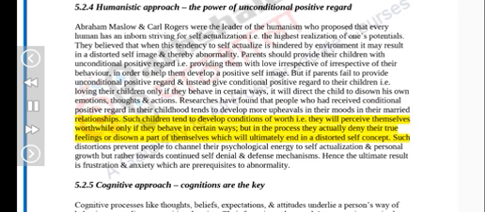Such children tend to develop conditions of worth, i.e. they will perceive themselves worthwhile only if they behave in certain ways, but in the process they actually deny their true feelings or disown a part of themselves, which will ultimately end in a distorted self-concept. Such distortions prevent people from channeling their psychological energy to self-actualization and personal growth, but rather towards continued self-denial and defense mechanisms. Hence the ultimate result is frustration and anxiety, which are prerequisites to abnormality.